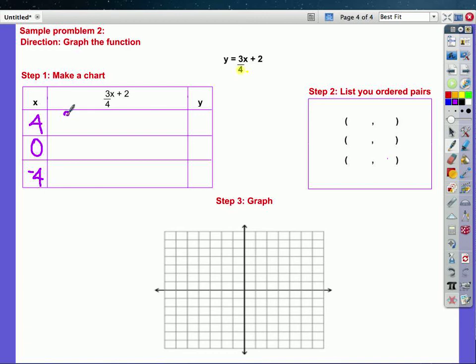So we have 3/4 times 4. I'm going to put a parentheses around it because that's what we need to do first, plus 2. Now, 3/4 times 4 plus 2. Our 4's will cancel out. That will leave us with 3. 3 plus 2 is equal to 5.